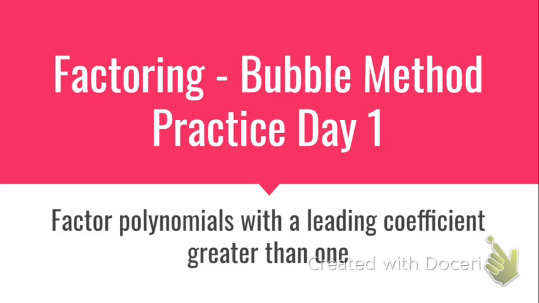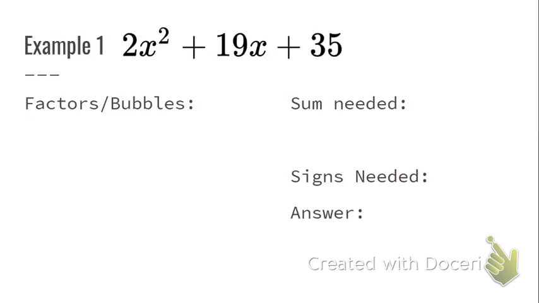I would recommend that you pause the video and try the example on your own before you watch me do it. Okay? So here's our first one. 2x squared plus 19x plus 35.